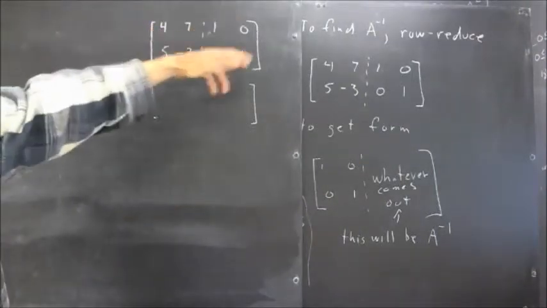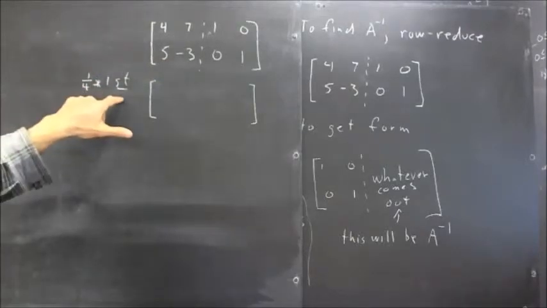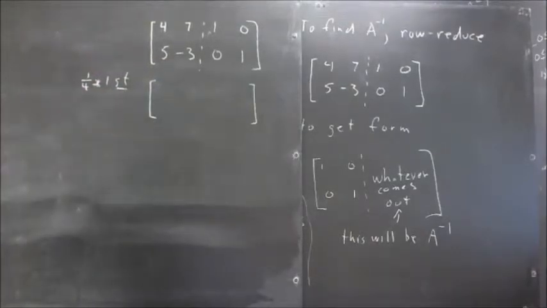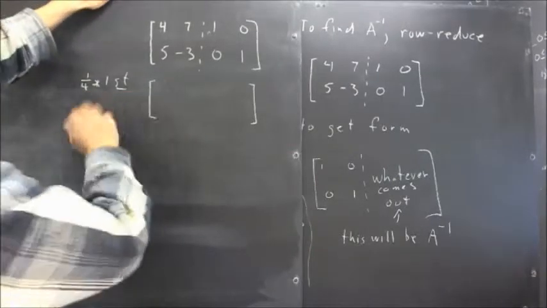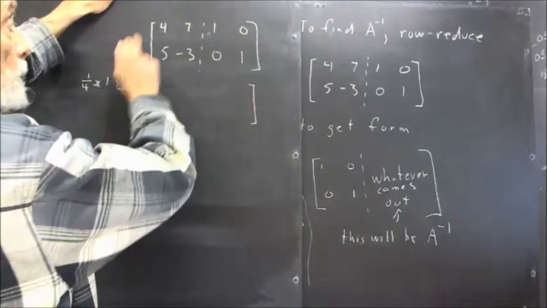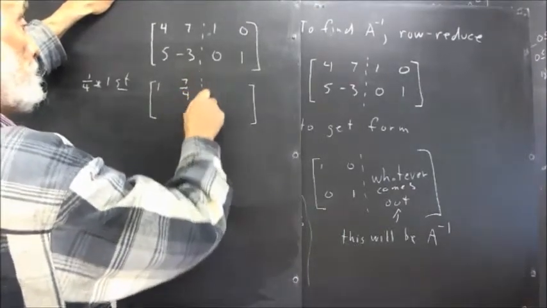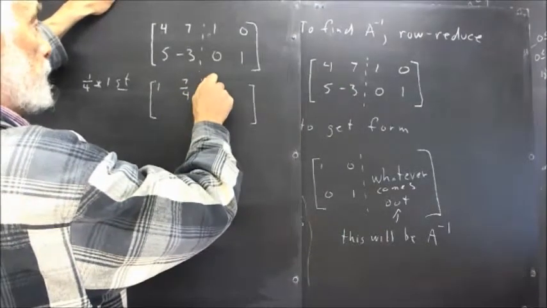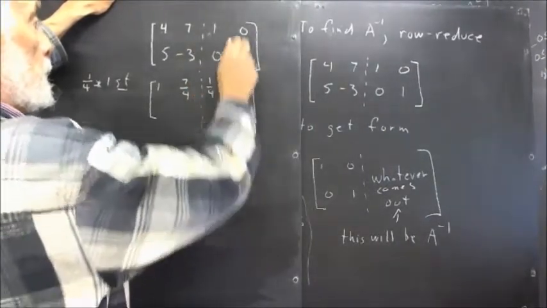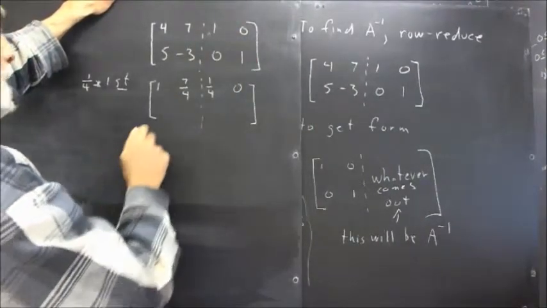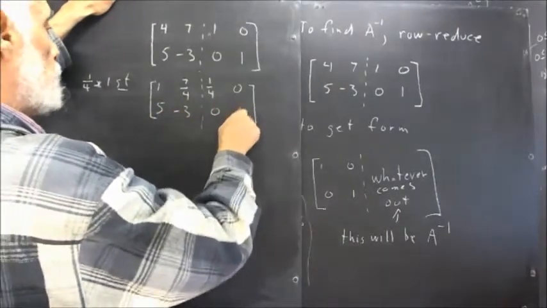Okay, here we have the matrix. Now, what do we get if we do 1/4 times the first row? You should do that before you watch what I do. But yeah, we're going to get 1. 1/4 of 4 is 1. We're going to have 7/4. We're going to get 1/4 from this 1, and of course 1/4 of 0 is 0. And the second row is 5, -3, 0, 1.